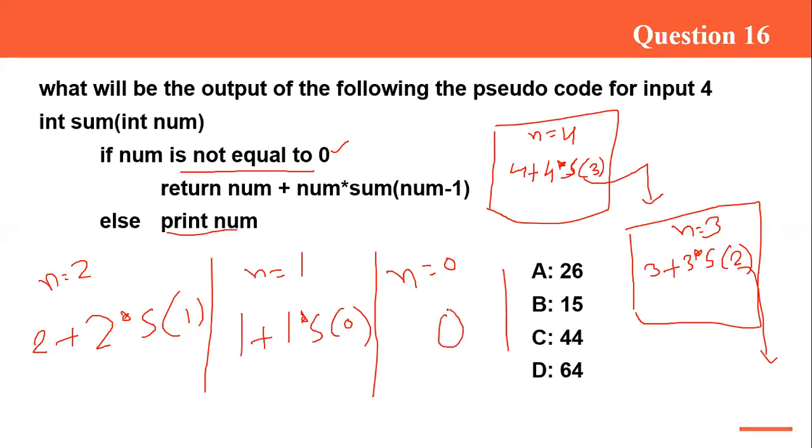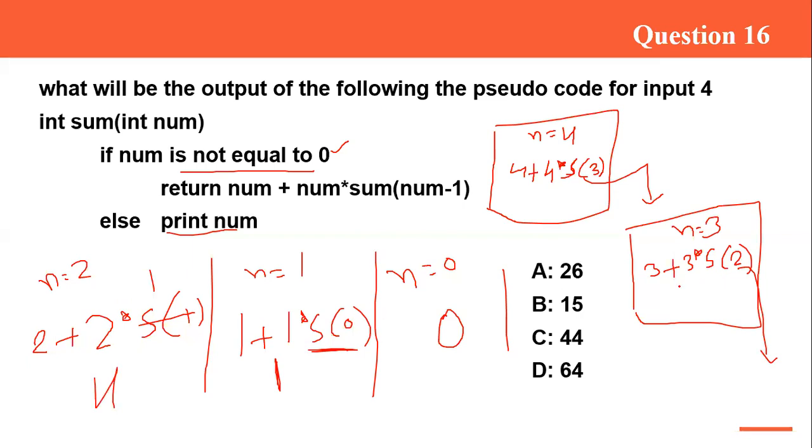So it will return 0. Where will it return? Here. It will return here. So 1 into 0 is what? 0. 1 plus 0 is what? 1. Return 1. Where will it return? Wherever we called this block. This block we called it here. So that means this will become 1. So 2 plus 2 into 1. What is that? 2 plus 2 into 1 is 2. 2 plus 2 is 4. We are returning 4. Where?